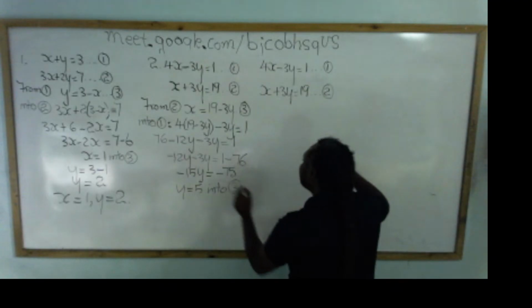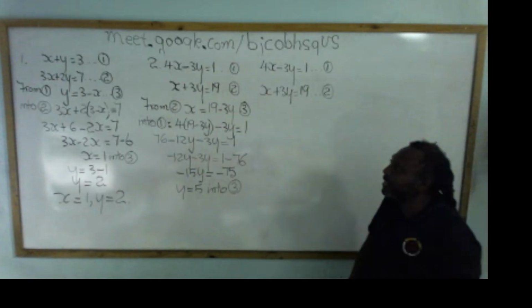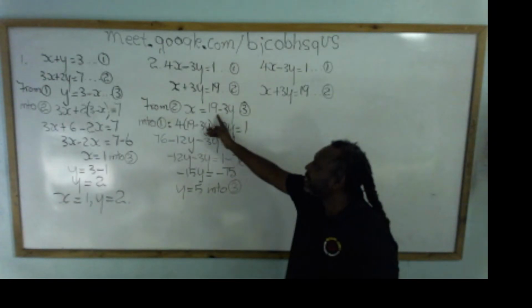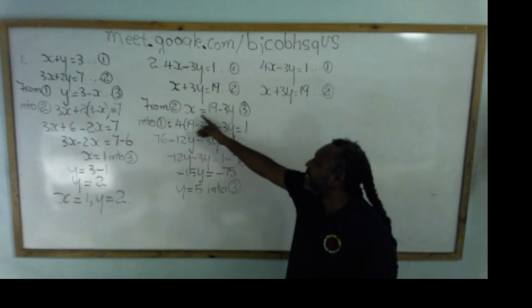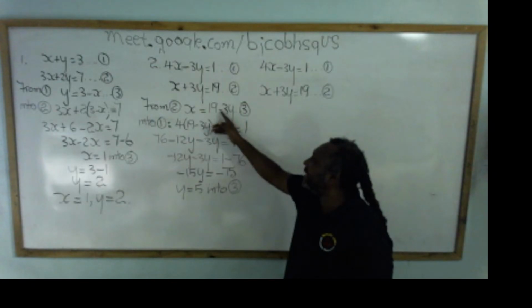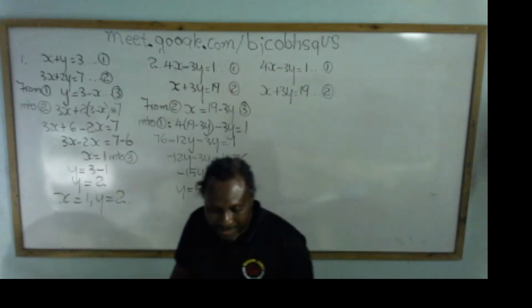Alright. Look at this now. Let us examine equation 3. This is our equation 3. Y is 5. So what is x? X is equal to 19 minus 3y, and y is 5. X is equal to 19 minus 3y. Y being 5, what is the value of x? I'm looking for it now.